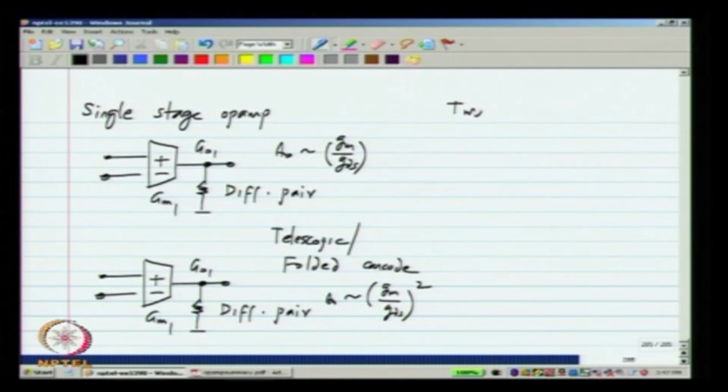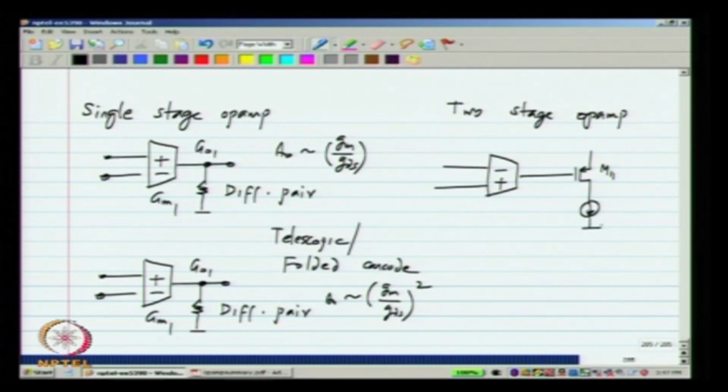Now, when we had a 2-stage op amp, we used a simple differential pair here, followed by a second stage, that is M11 with a current I12.